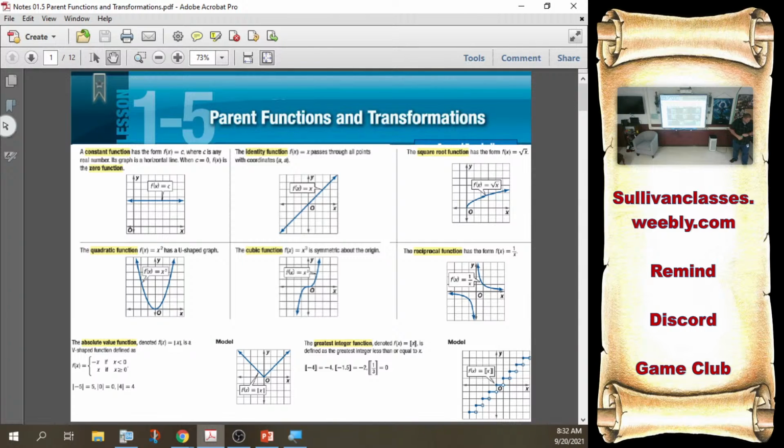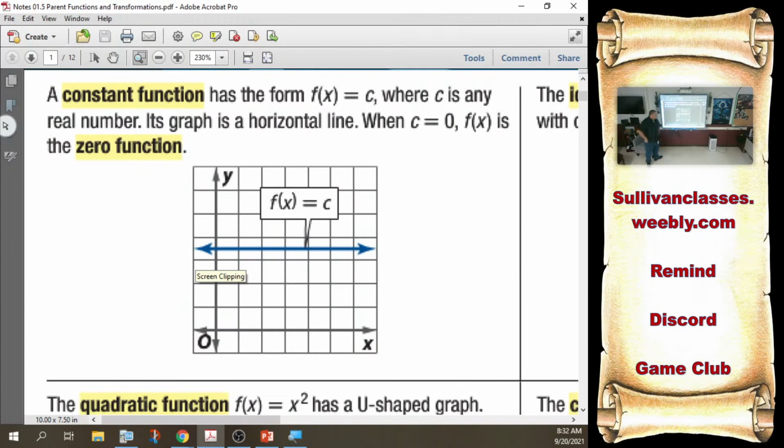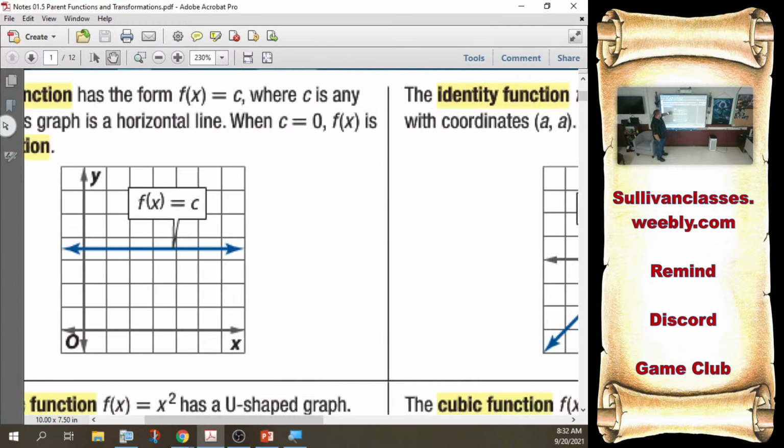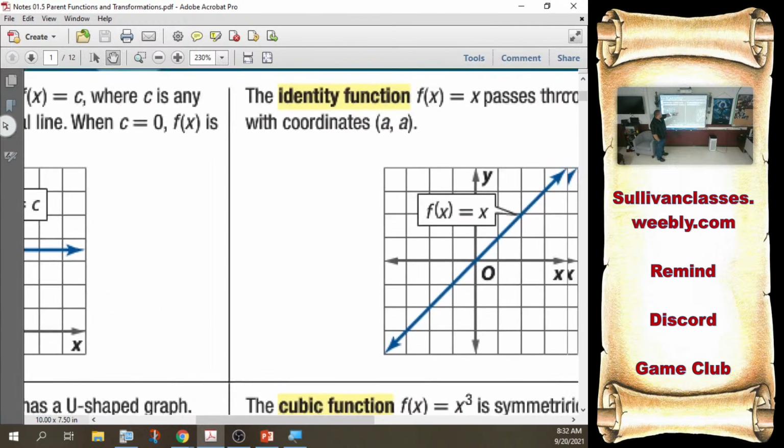Before we can talk about transforming functions, quick trip down memory lane, the types of functions that you have encountered thus far. You have constant function, y equals 5. There's no variables in it, so we call it a constant function. Doesn't matter what x is, y is always this. Okay, that's pretty basic.